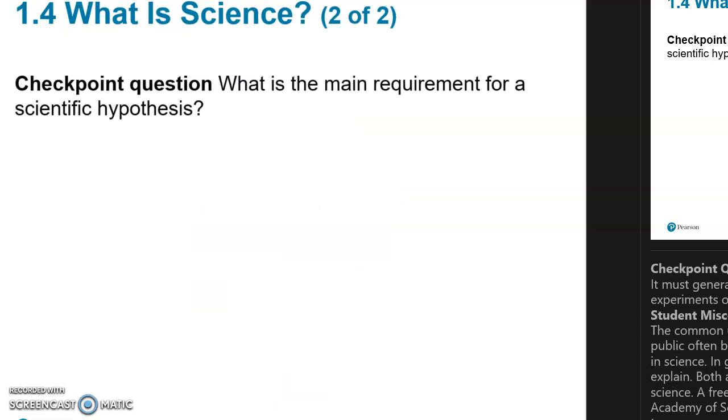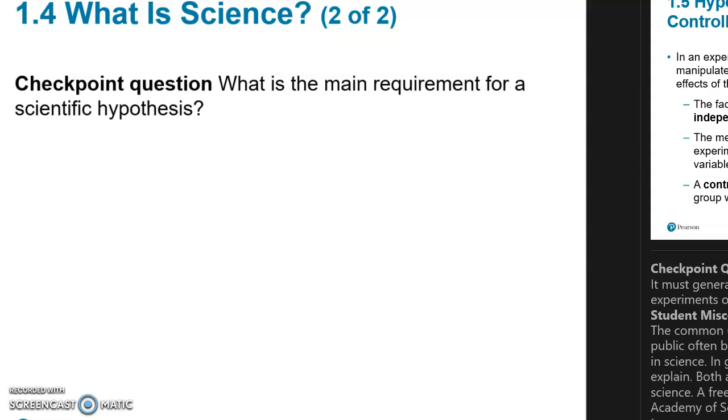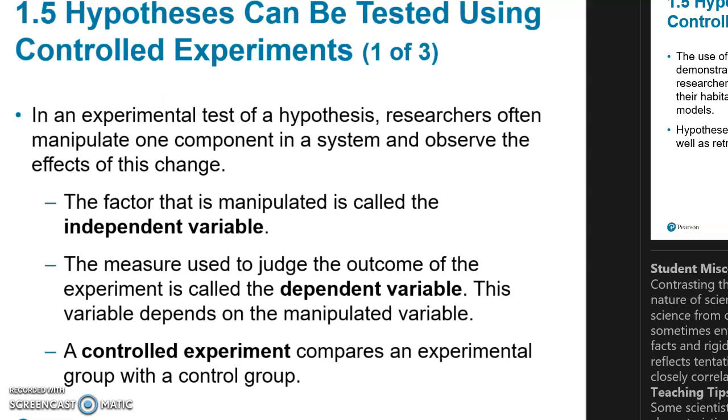All right, we're almost done with this chapter. The main requirement for a scientific hypothesis is that it needs to be what? Testable, yes. Okay. So I'm just going to go through a few terms related to experiments. So independent variable, dependent variable, controlled experiment, and control group. So what is the independent variable in an experiment?